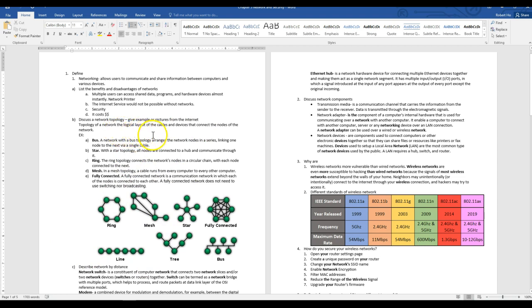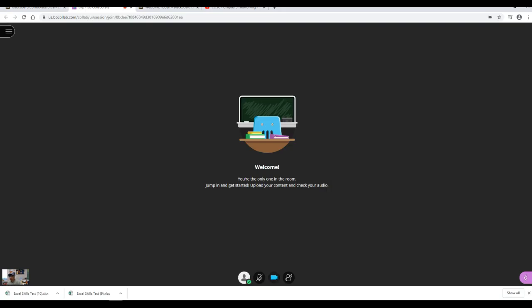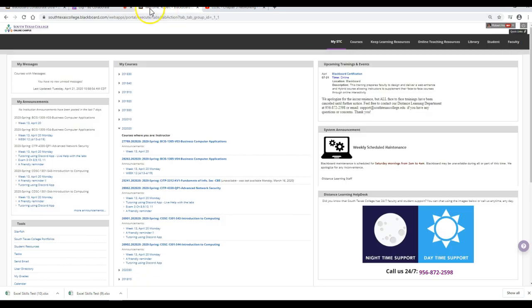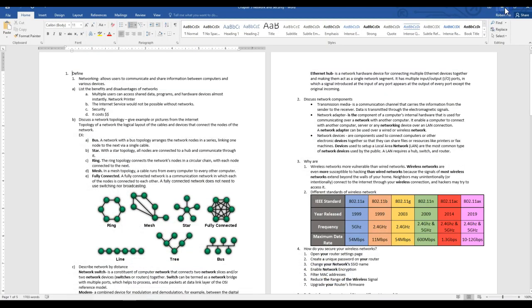Network topology is basically a logical layout of the cables and devices that connect the nodes of the network. Remember this, because when I finish my lecture, students will answer these questions, right? I have questions on the blackboard, so make sure students know how to answer this. Define it and give examples. I'm more of a visual learner. That means I usually need to see a picture in order to learn. So it's always a good idea to go to the internet and download examples.